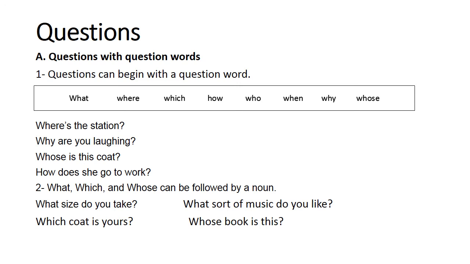Number 2, what, which, and whose can be followed by a noun. That means we can use a noun after what, which, and whose, like in these examples: what size do you take, which coat is yours, what sort of music do you like, whose books is this. We see in these 4 sentences that after the question words what, which, and whose, we find a noun.